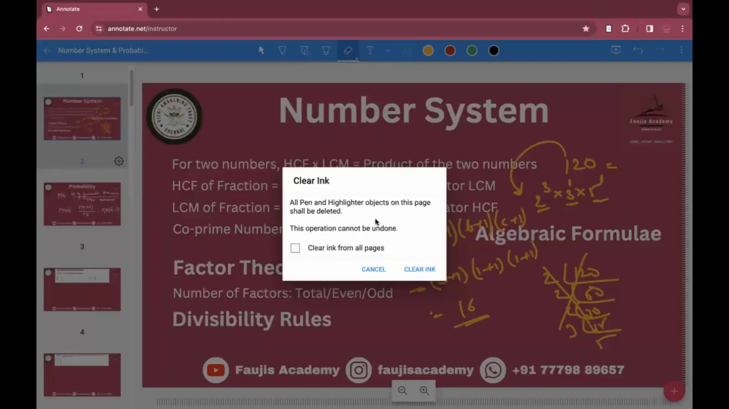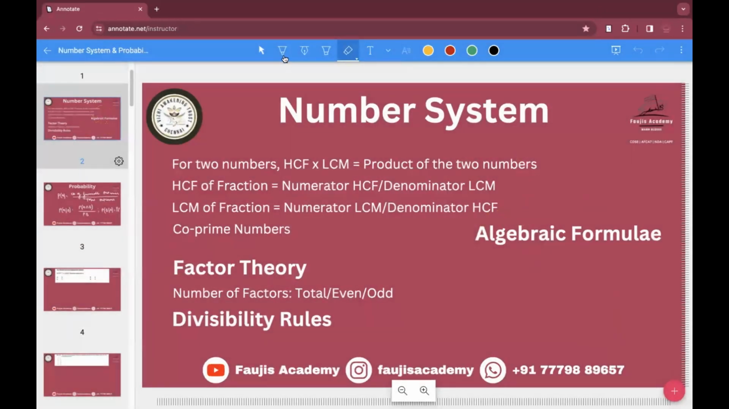And quickly, guys, tell me what is the number of factors of 144?